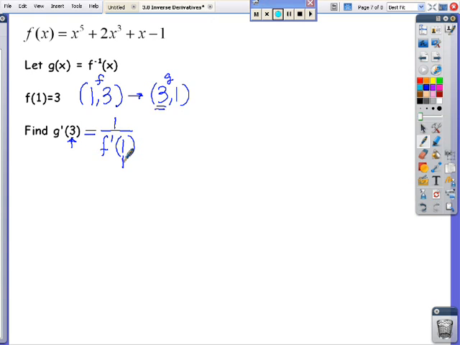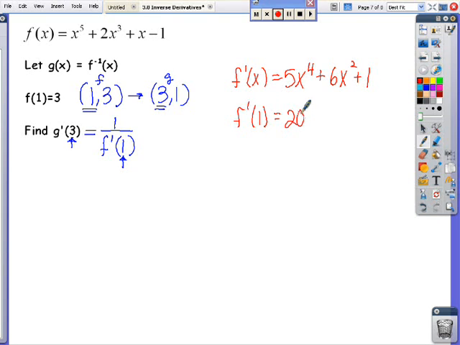Now, finding f prime at 1, not really that difficult considering it's a polynomial. So f prime of x is 5x to the 4th plus 6x squared plus 1. So f prime of 1 is, wow, I'm about to take another derivative, 5 times 1 to the 4th, which is 1, plus 6 times 1 to the squared power, which is 1, plus 1 more, so that's 5, 11, 12.